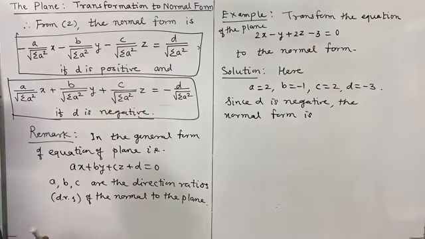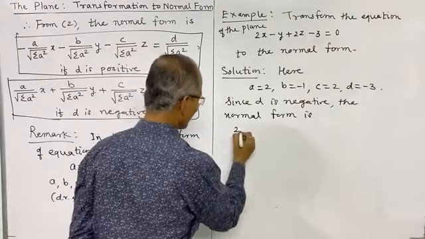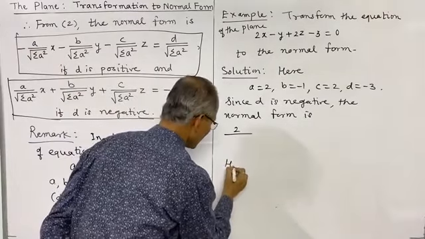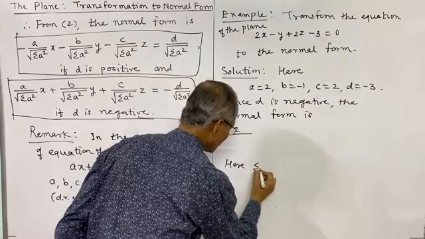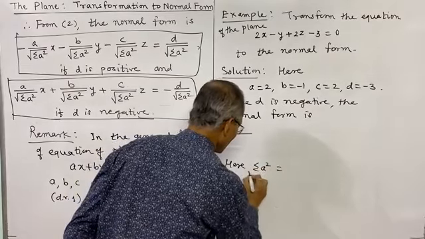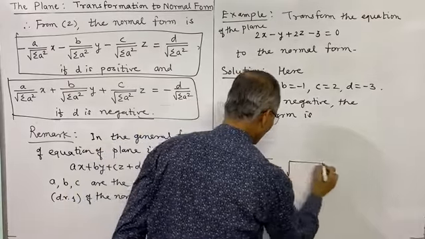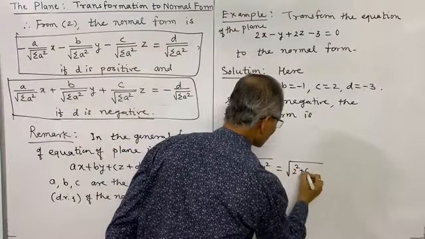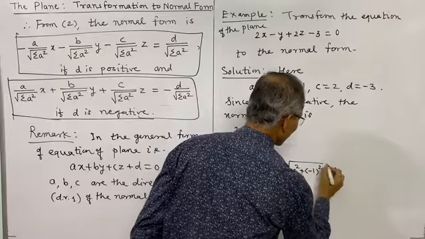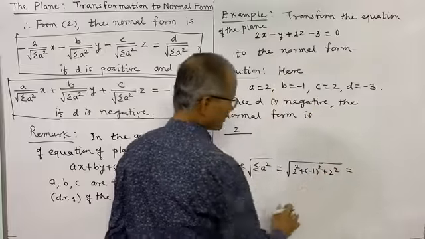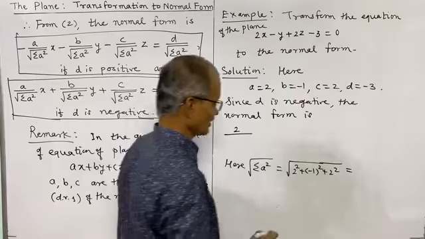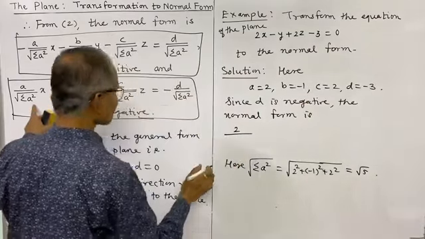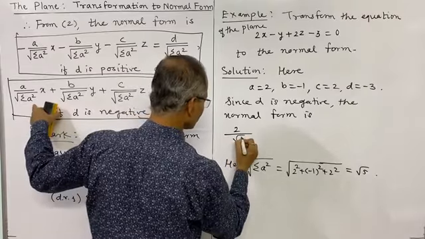So we will write directly 2 divided by, it is positive, 2 divided by what is under root of summation a square. Summation a square here means a square plus b square plus c square. That is 2 square plus negative 1 square plus 2 square, or that is 4 plus 1 plus 4, that is 9, root 9. And thus this is 2 divided by root 5 into x.